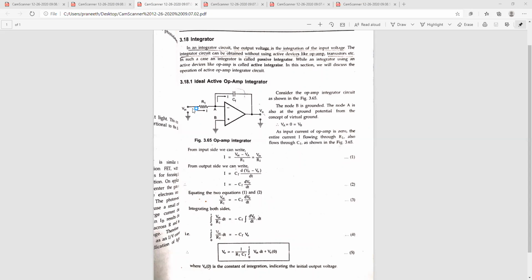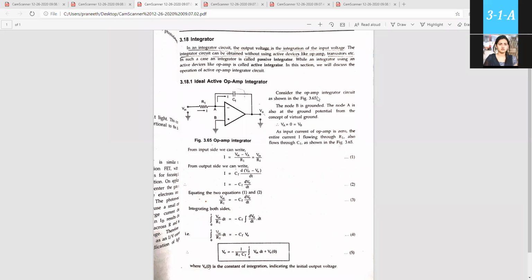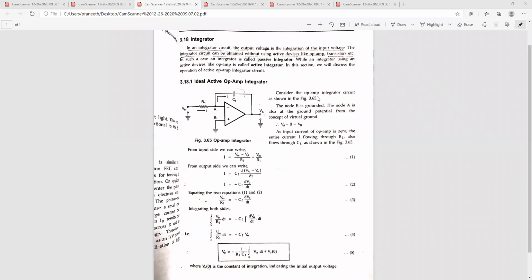Right? So look here. This is the integrator circuit. As we already know, I think you have already seen the integrator in PDC, right? Usually we build the integrator circuit with the help of passive components like resistors and capacitors. That is known as a passive integrator circuit, and we also know that the integrator circuit acts like a low pass filter, isn't it?